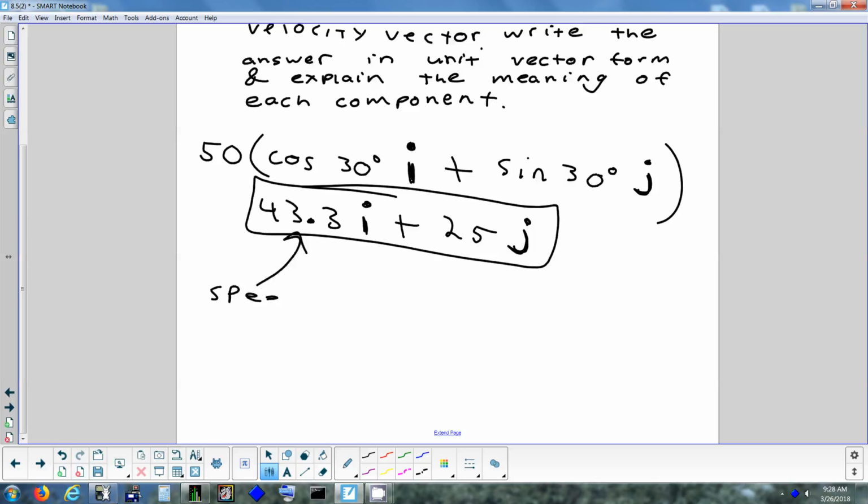So speed in horizontal direction, speed in vertical direction.